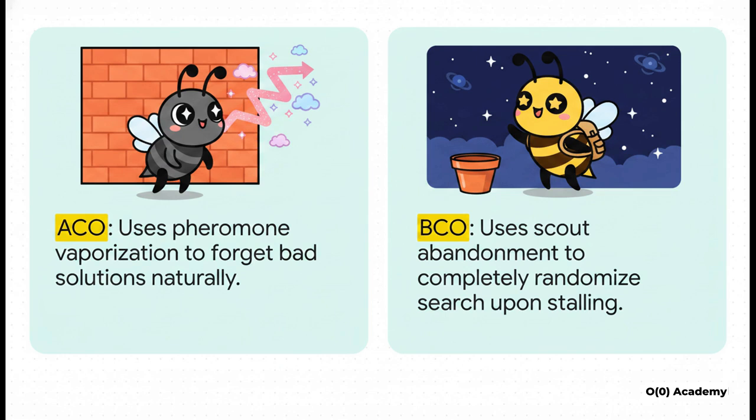In bee colony optimization, they use scout abandonment. There's a predetermined control parameter called the limit. If a position cannot be improved further through a set number of cycles, that food source is simply abandoned. The bees assigned to it become scouts and deploy for a completely random search. It effortlessly breaks out of the local minimum.